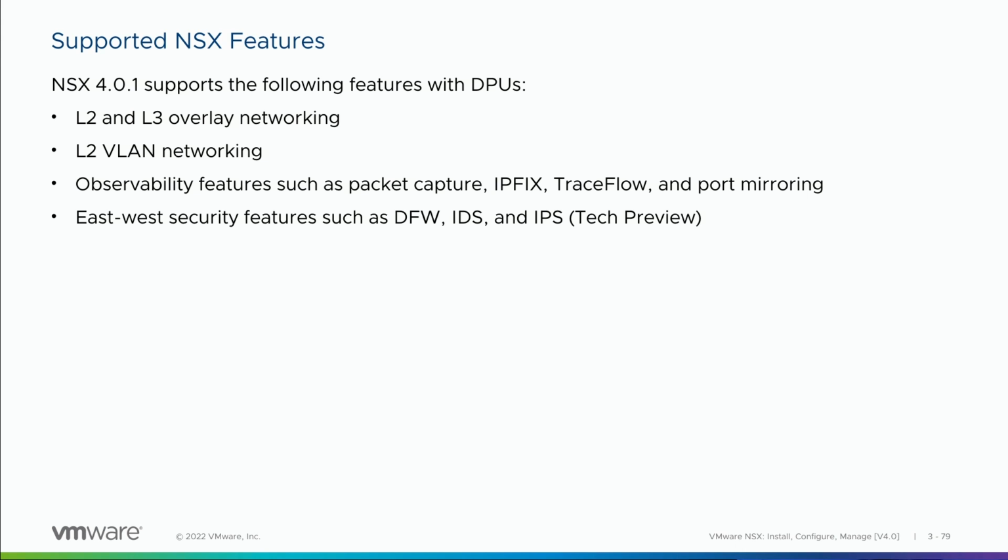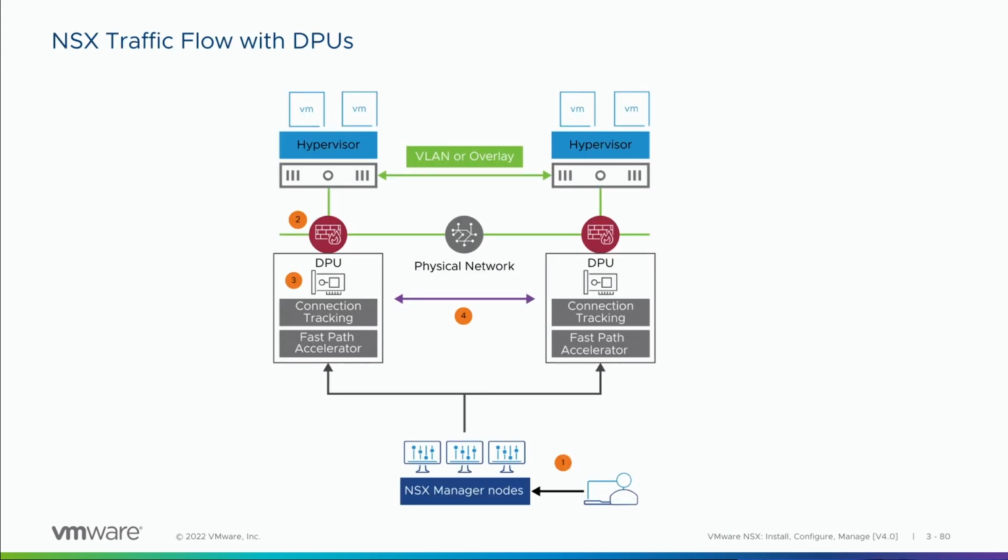for trace flow and IPFIX and observability. We can offload intrusion detection and prevention, at least prevention as a tech preview. We can offload distributed firewall, meaning that we can accelerate these capabilities and add a whole new performance dimension to your NSX data center. Now, if we look at the traffic flow, we send a packet from the virtual machine.